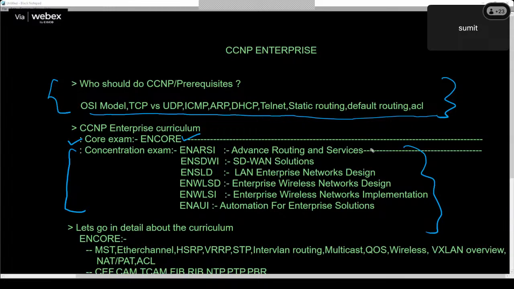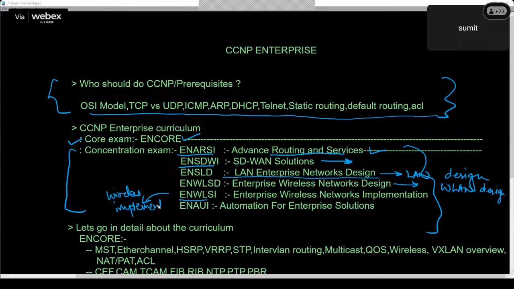It has ENARSI, which is advanced routing and services, and ENSDWI. This is related to SD-WAN. We do have a batch for SD-WAN also. This is specifically focused on the design part of the LAN, so basically LAN design. This is for wireless LAN design, or basically WLAN design. This is for wireless implementation. And this is for automation, fully focused on automation from a CCNP perspective.